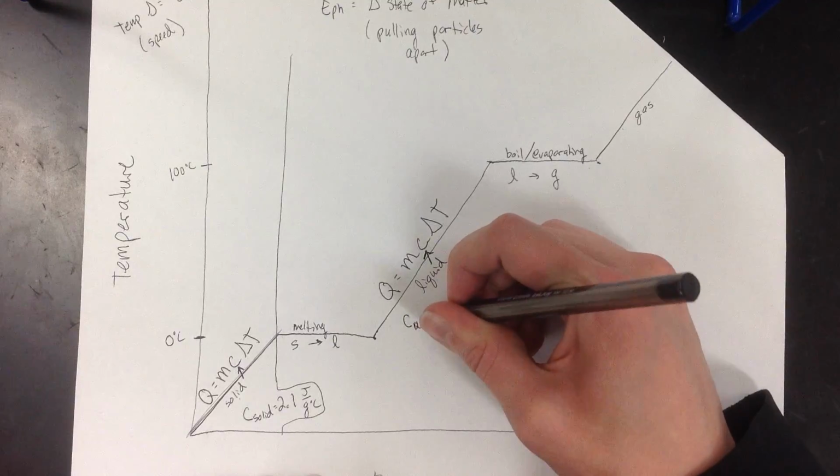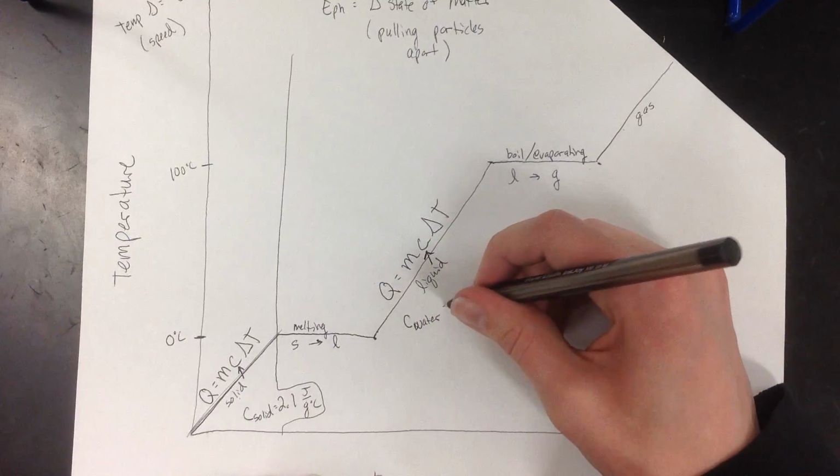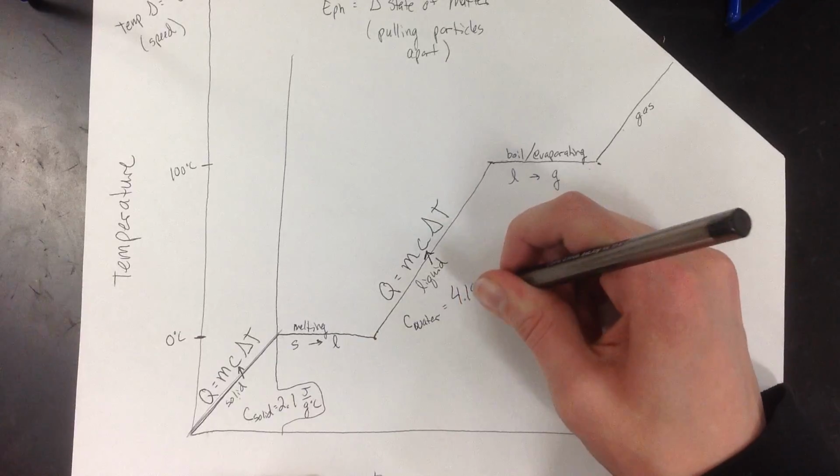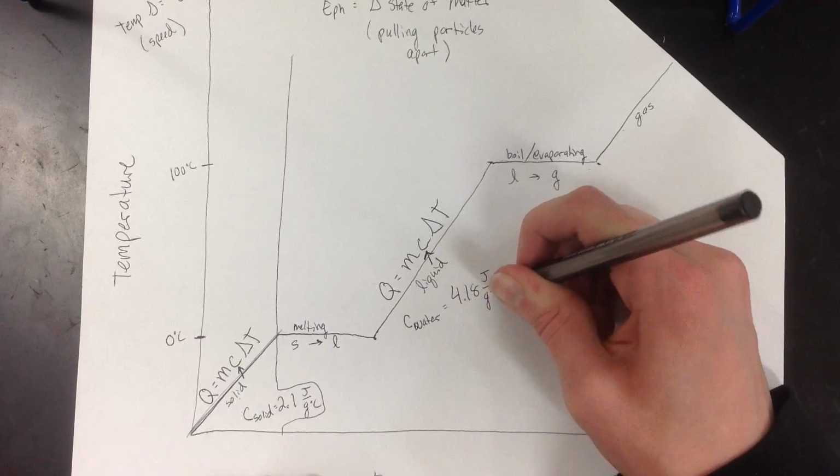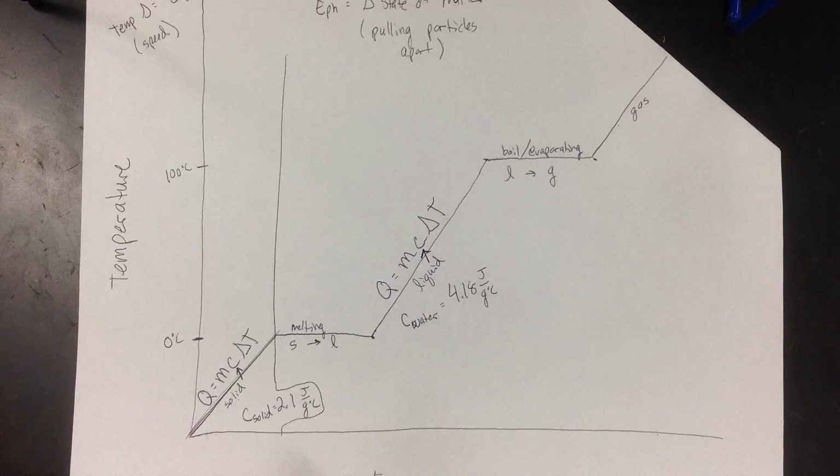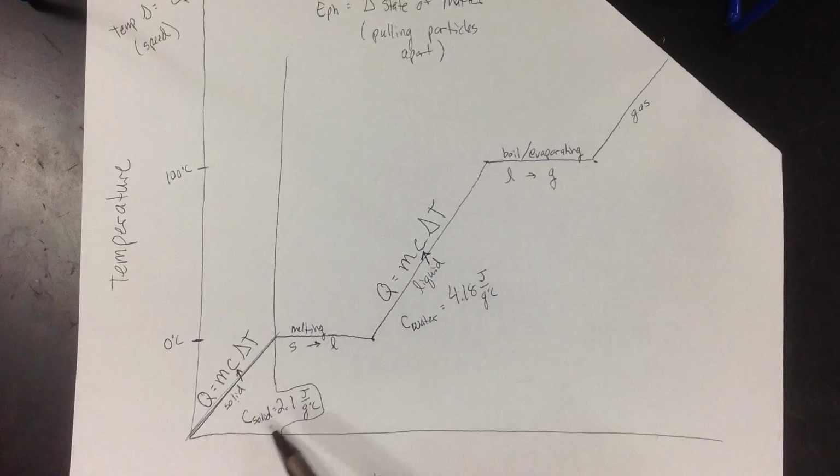Well, C for liquid, and if we're looking at liquid water, it's going to be 4.18 joules per gram degree Celsius. It takes a lot more energy to heat up liquid water than it does to heat up solid water. About twice as much, 4.1 versus 2.1.